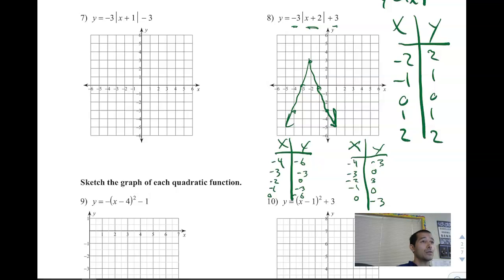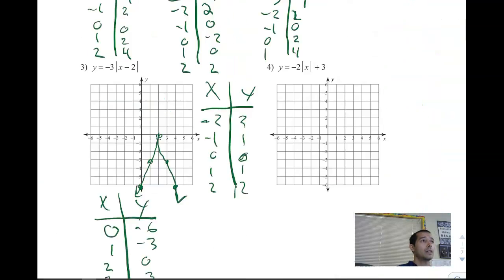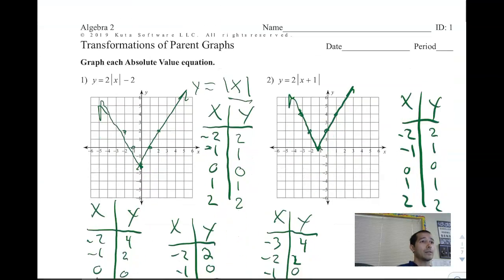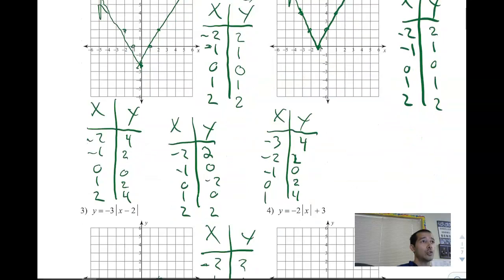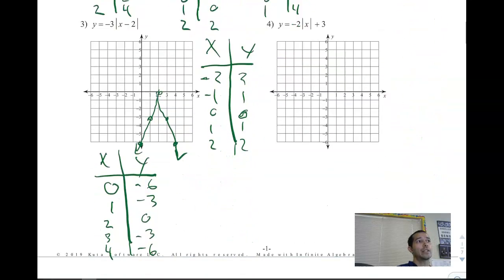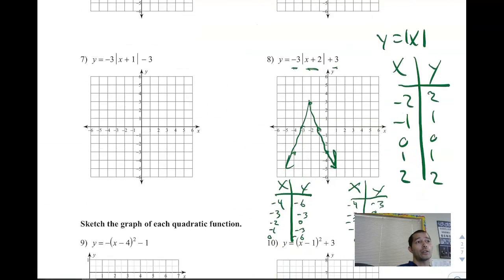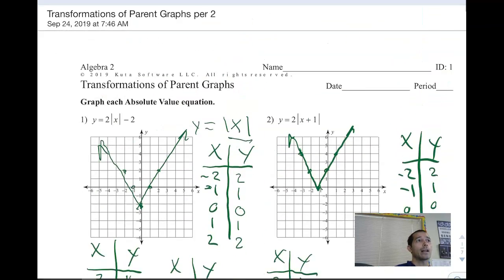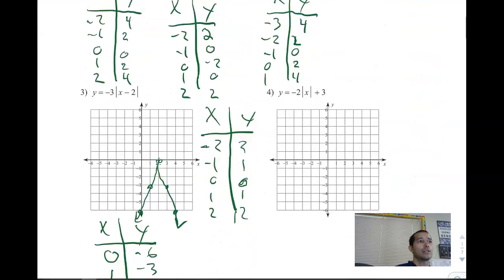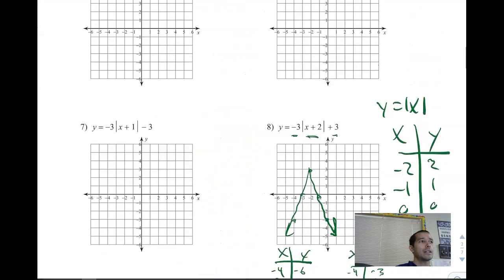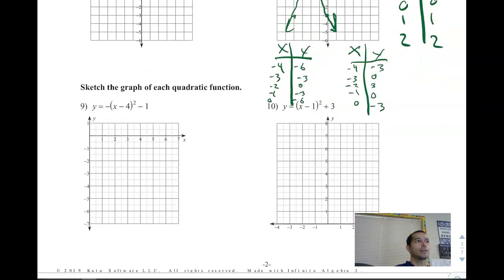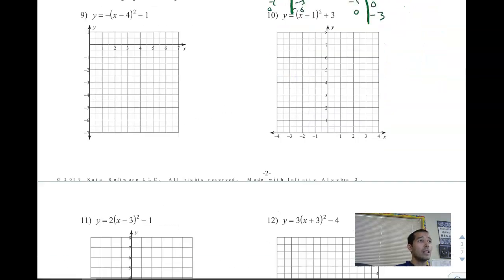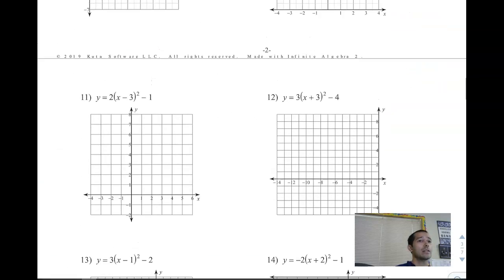Okay, so from those few examples, how many examples did I do? I did 1, 2, 3, 4. So from those 4 absolute value examples, you should be able to do all the rest, okay? You should be able to do 4, 5, 6, all the rest. Now let's look at some absolute value equations.